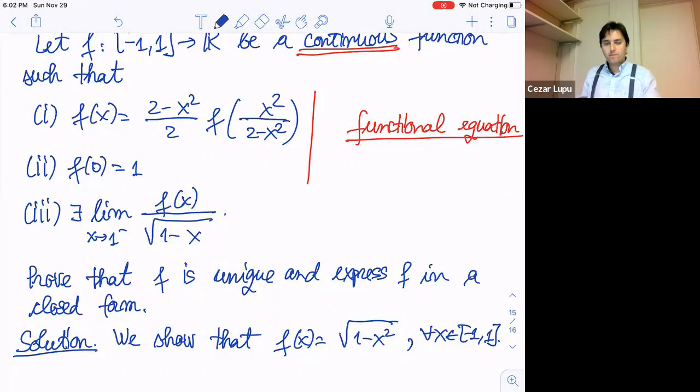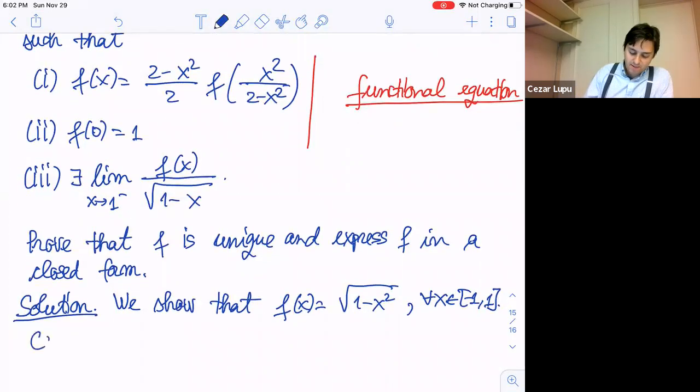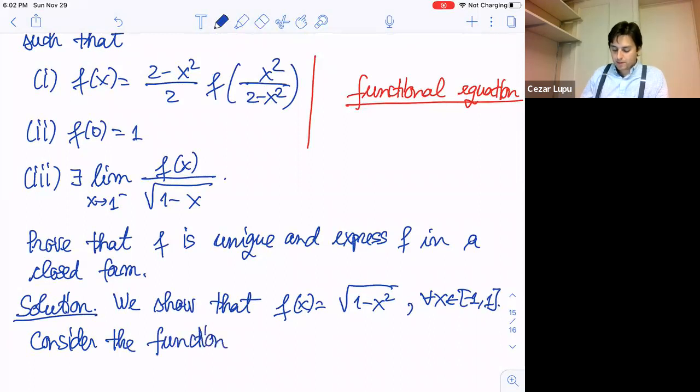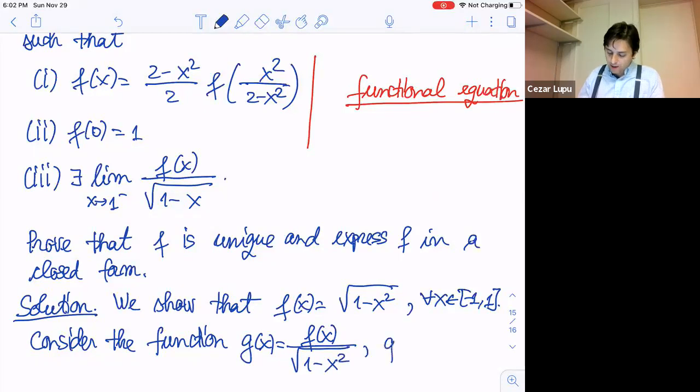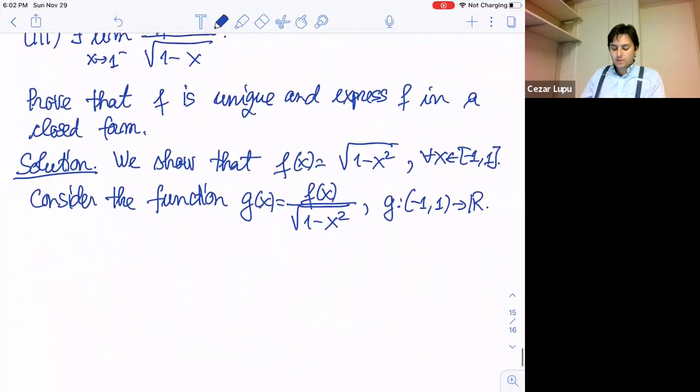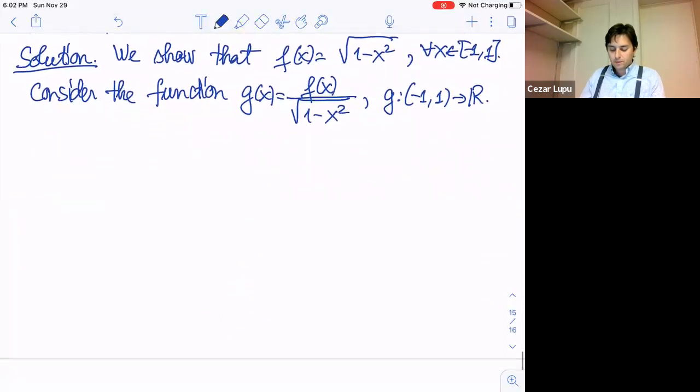Wow. So now, since I put my hands on the function, maybe there is a way for me to play with it a bit. So now let me consider the function g of x equals f of x over the square root of 1 minus x squared. And we'll define this g on the open interval -1, 1, and this will be a real valued function. Okay, so now we have this function, g.